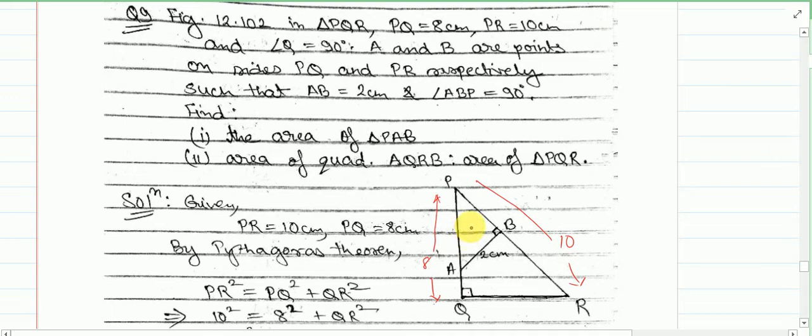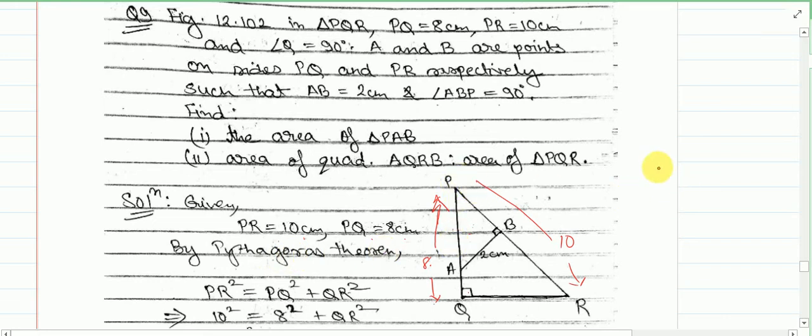So here I will just try to find PB, and then I can easily find the area of this triangle. So let's see how to find PB. See over here, given PR is 10 centimeter, PQ is 8 centimeter.